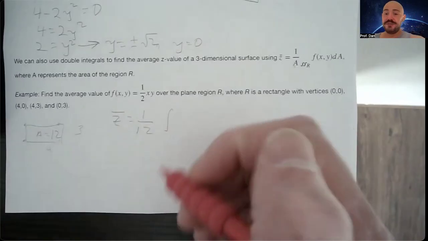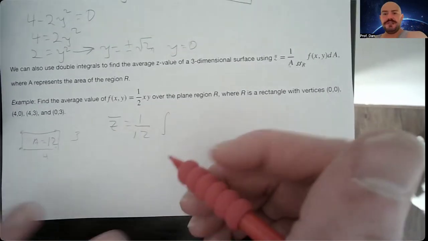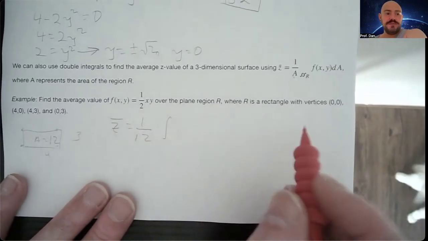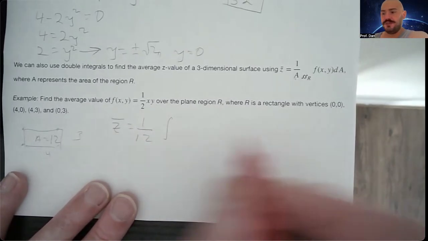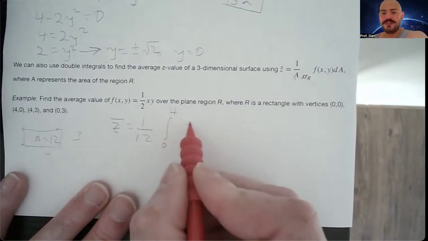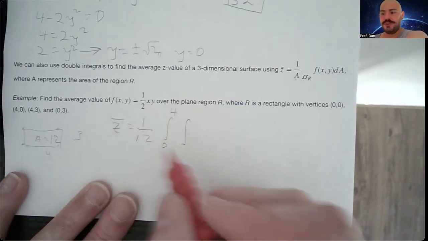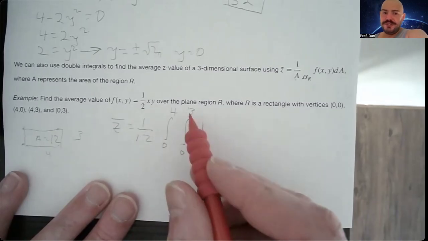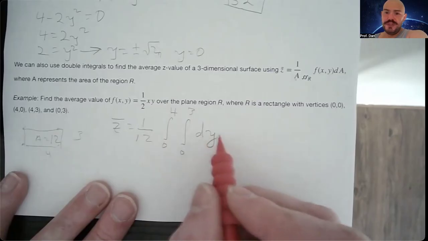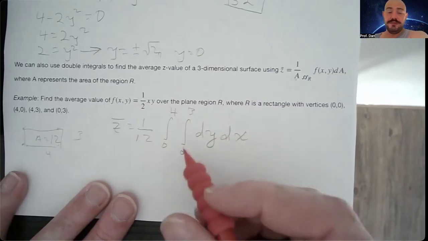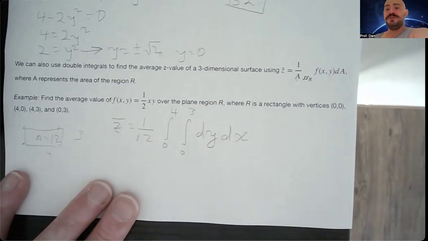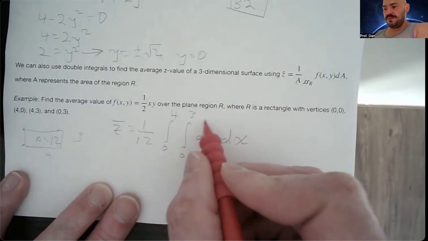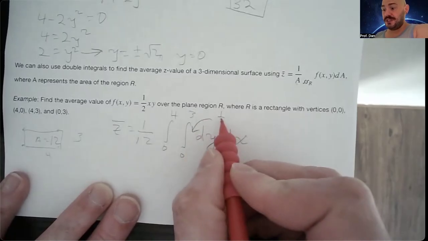Again, it doesn't matter what order you do the x's and y's in as long as you're consistent in your notation. From looking at these vertices, my x's range from 0 to 4, and my y's range from 0 to 3. Since 0 to 3 are y's, dy will be my inner and dx will be my outer. You could have also set this up the other way and you'd still get the same answer. And I forgot something because I'm silly, we're actually supposed to put the function in there.